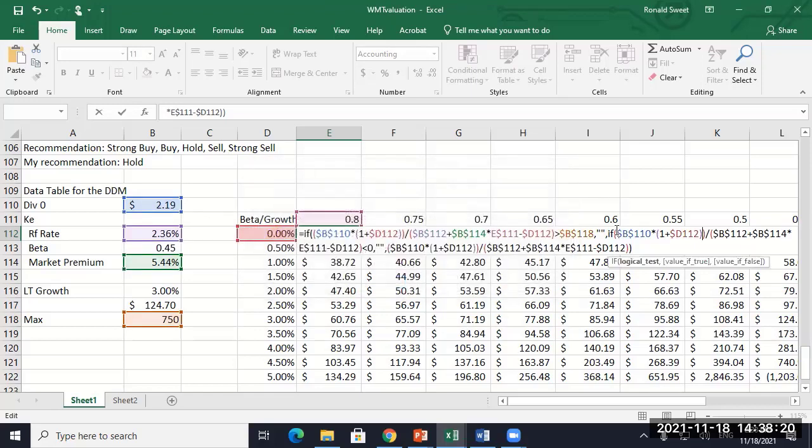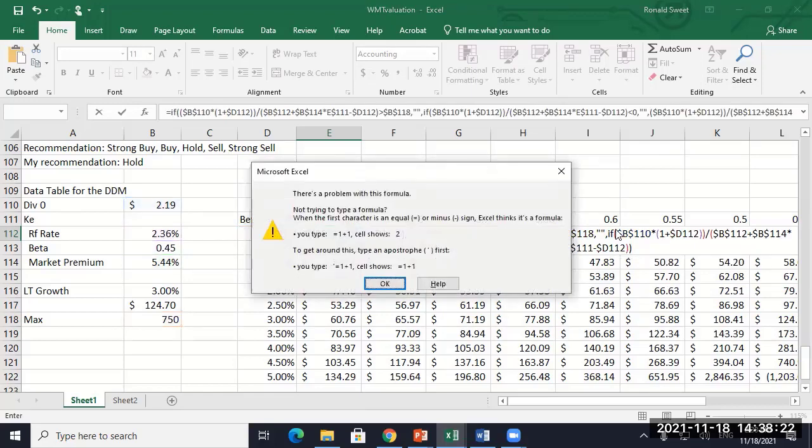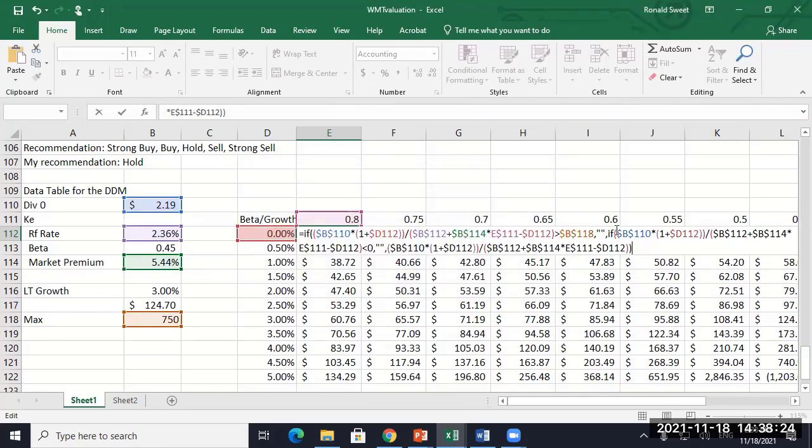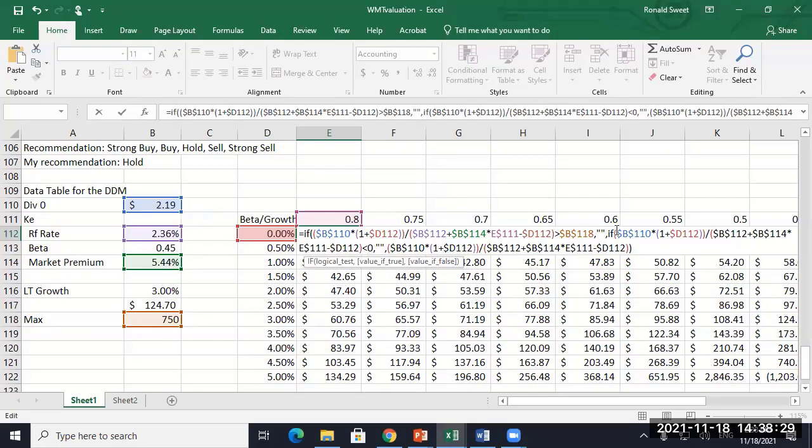Let's see if it worked. Bill Gates doesn't like that. He never likes what I do. Oh, I need a comma. Well, I did that. Comma. I should have everything. All right. So it's a parentheses problem.